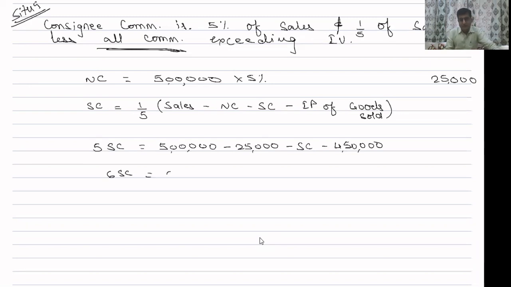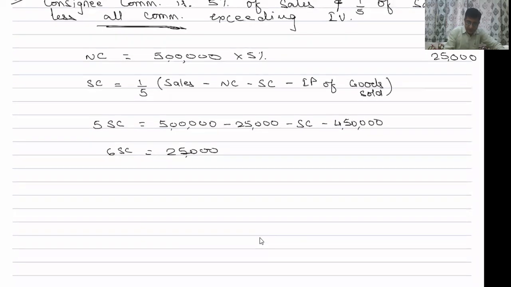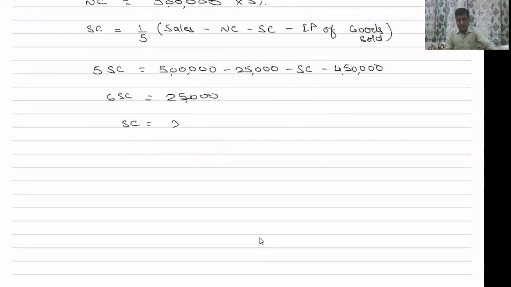Are you able to observe it? Yes or no? Aishwarya, did you understand where you went wrong? You directly did 25,000 ka 1/5. It is not 25,000 ka 1/5 beta, 25,000 ka 1/6 it is. So special commission is equal to 25,000 upon 6, that is 4,167. Correct? So special commission is 4,167. Therefore, total commission becomes what? 29,167.